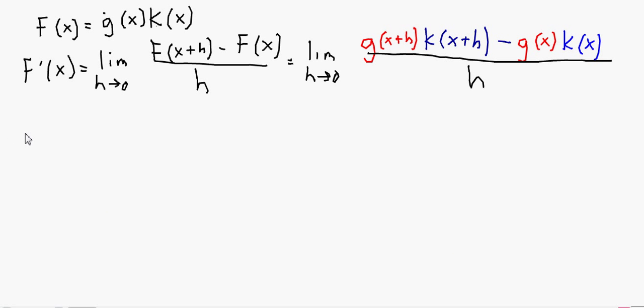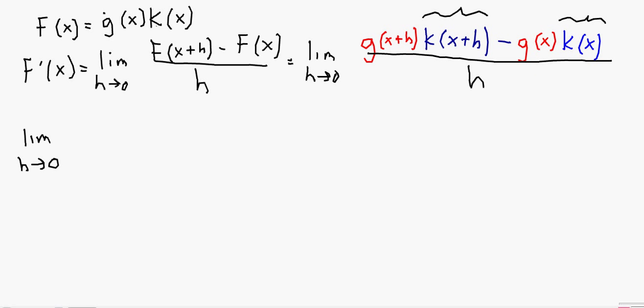Check this out. I don't know if you're going to like this or not. Someone much smarter than myself thought of this. Since we're trying to get this down to the derivative, and the derivative looks like f of x plus h minus f of x over h, we would like to get g of x plus h minus g of x over h. Now the problem is we got this k of x plus h here and this k of x here. We can't really get rid of those. As much as we don't like them, we want to kick them out. We can't.